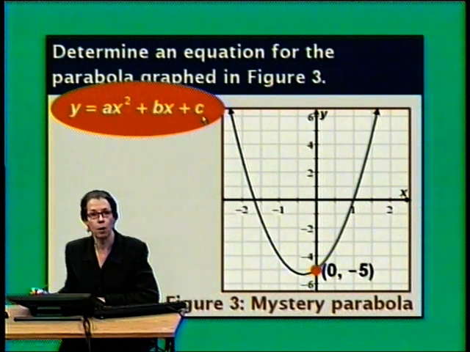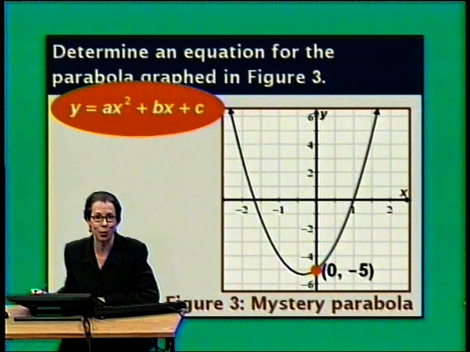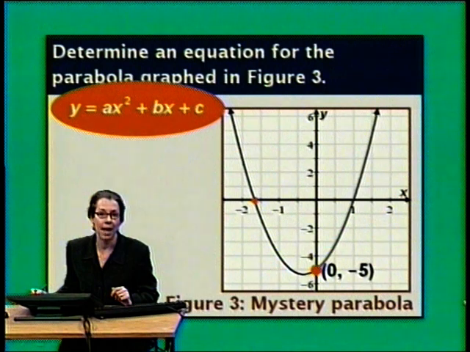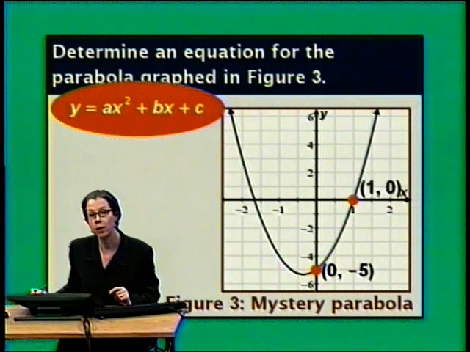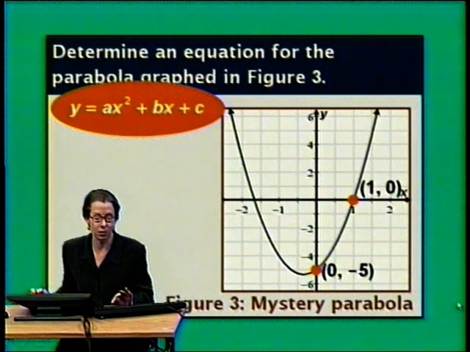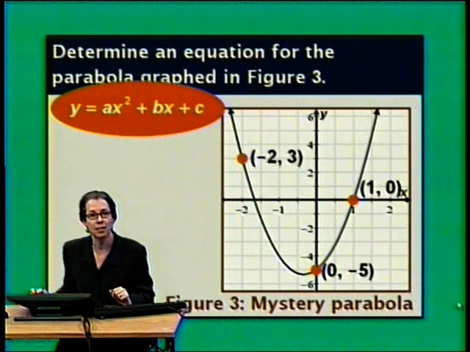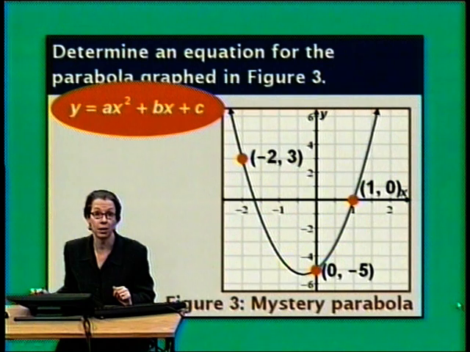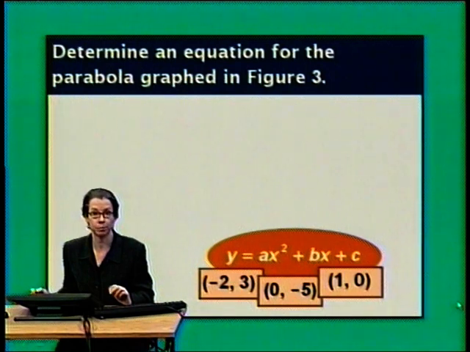Now these are like the problems Candace did at the beginning of this lesson. I need 2 more ordered pairs in order to determine a and b. Well, looking at that x-intercept, I can't read the first coordinate of that point off the graph. But fortunately, the second x-intercept is easy to read. The point 1, 0 is on this parabola. I just need one more point. And I see that the point negative 2, 3 is also on the parabola. So using these 3 points, I should be able to determine a, b, and c.